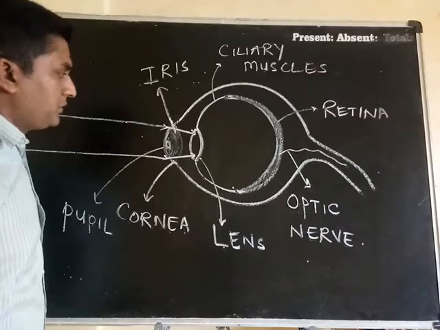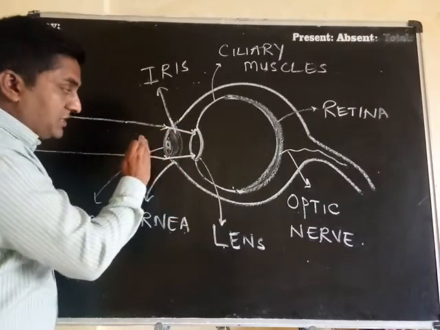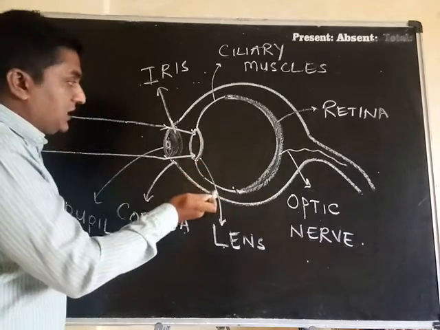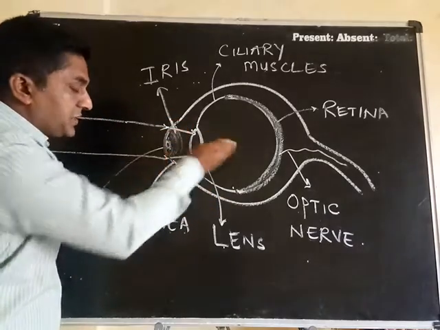Before that, remember everybody, what is the use of the cornea? You have understood. It allows the ray of light to enter the eyes. Second thing, it converges the light before entering the eyes.